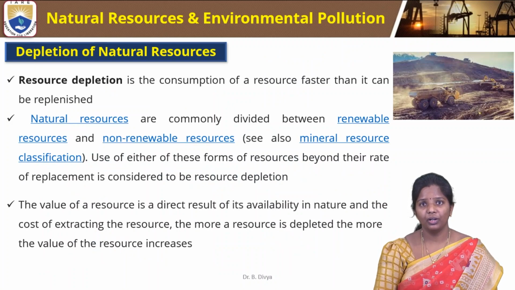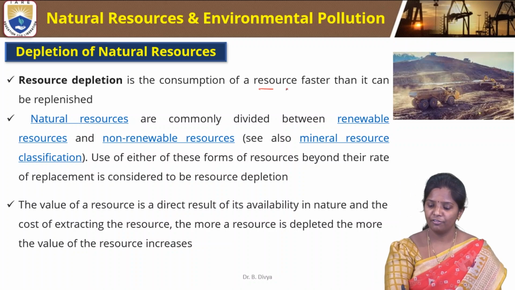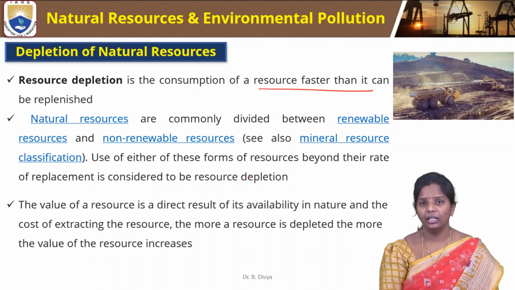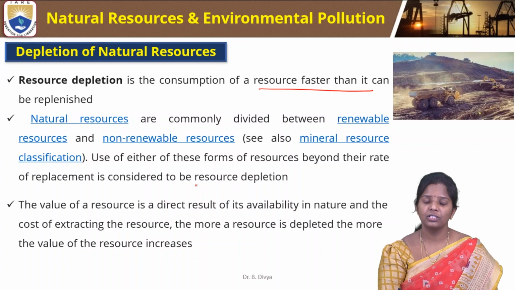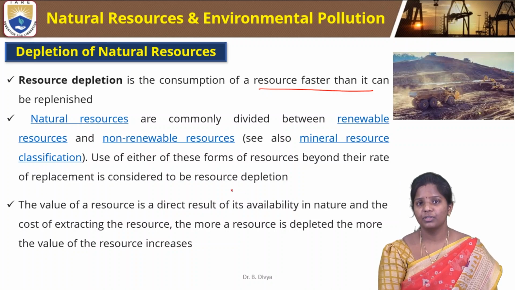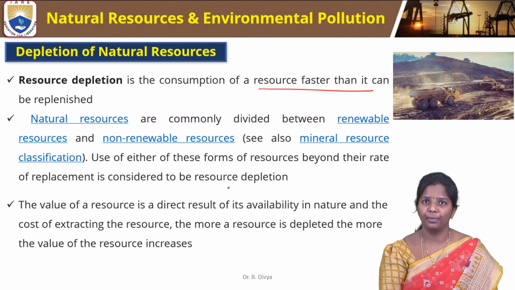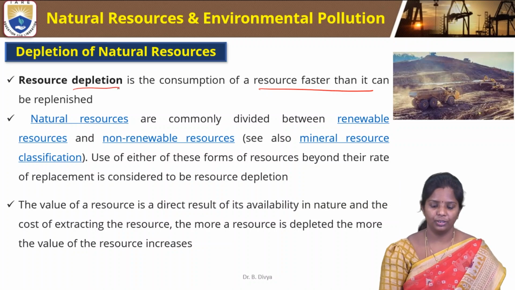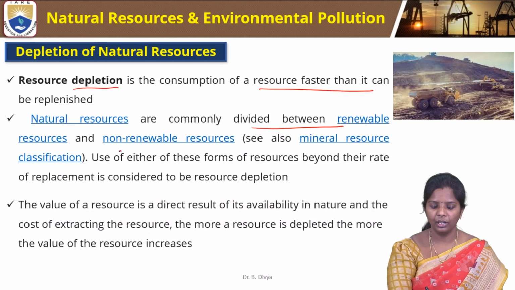So when we keep on extracting, the resource will get depleted. This is nothing but the consumption of resource faster than it can be replenished. At any cost, the replenishing and the resource extraction should go parallelly. Otherwise, when the extraction is overdone or over usage of resources takes place, more consumption will happen, causing depletion of that particular resource. So that takes a longer time for the replenishment, or again forming the same resource on the earth. So that is nothing but the depletion. Natural resources are commonly divided into renewable and non-renewable.